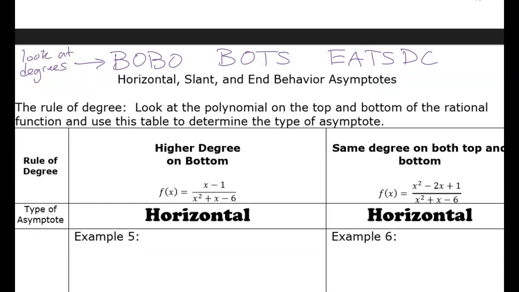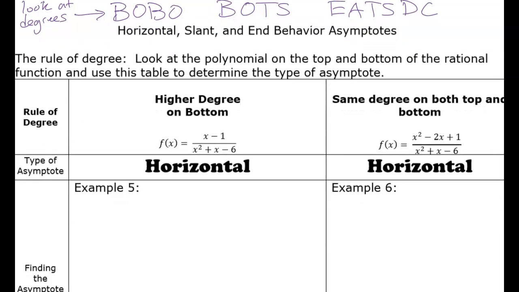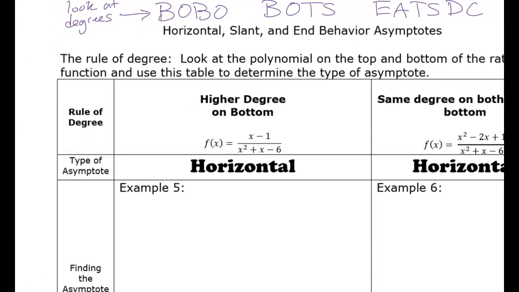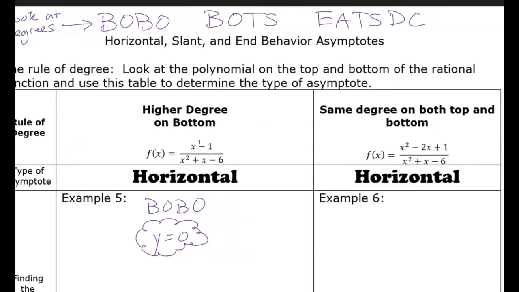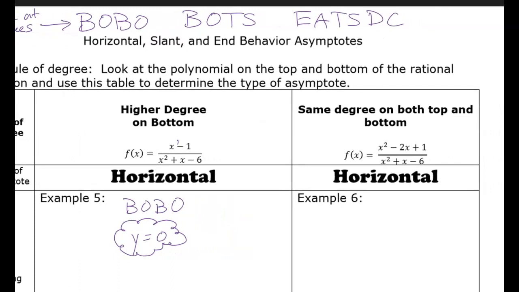So, our first one, example 5. What type of horizontal asymptote do we have there? Do we have bigger on bottom, bigger on top, or are they the same? Bigger on bottom, so what does that mean? Y equals 0 is our horizontal asymptote. What about example 6? Do we have bigger on bottom, bigger on top, or are they the same? The same. Exponents are the same, so what does that mean? Divide the coefficients. And what are our coefficients? 1. So what is our horizontal asymptote? Y equals 1.